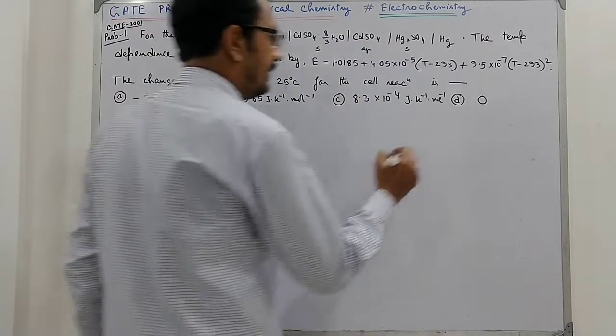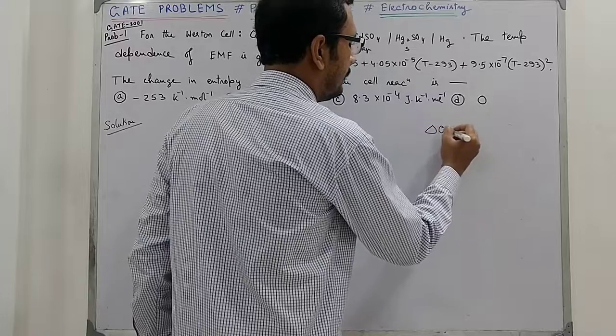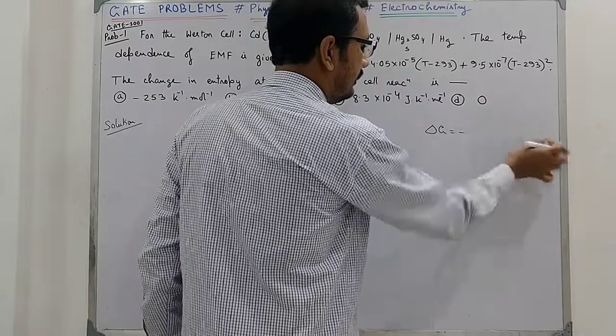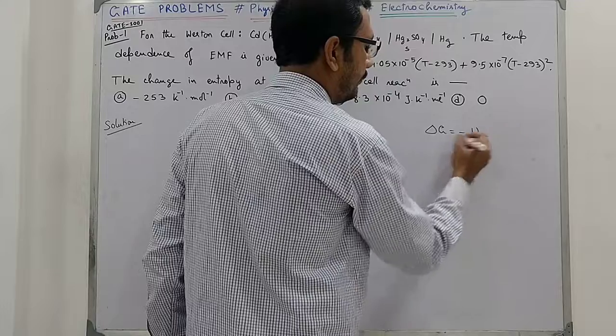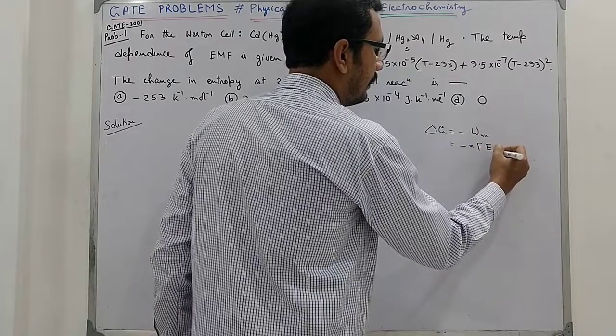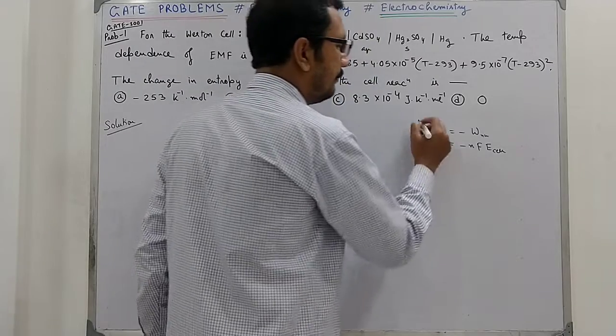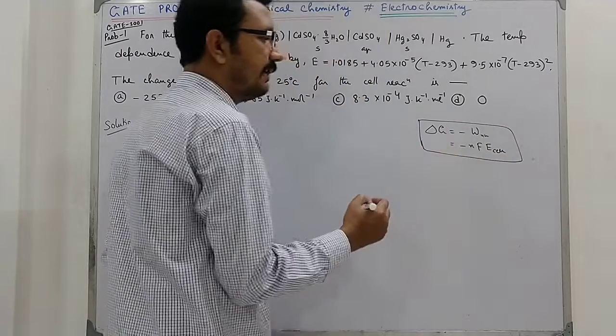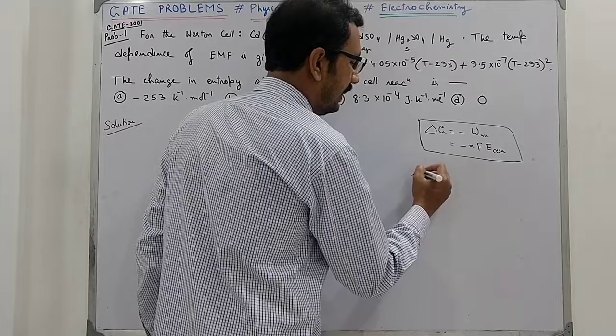Now, Gibbs free energy change is given by the amount of non-mechanical work, that is electrical work. So it is minus nF E cell. So in this way you can determine the value of change in Gibbs free energy. And what about ΔH?